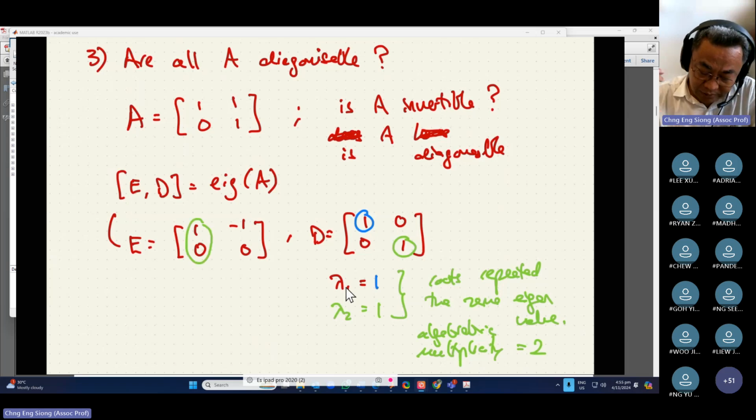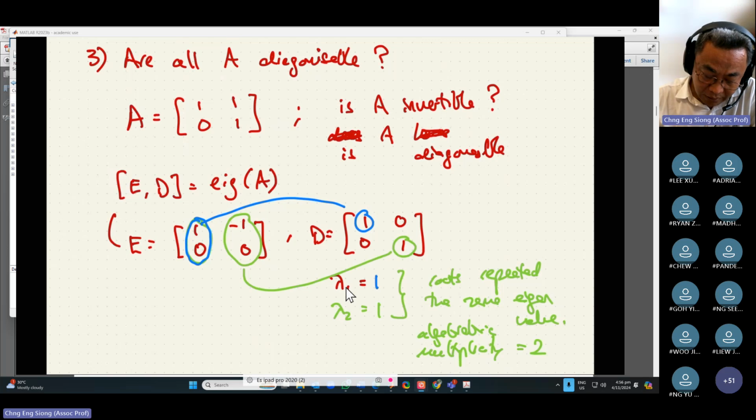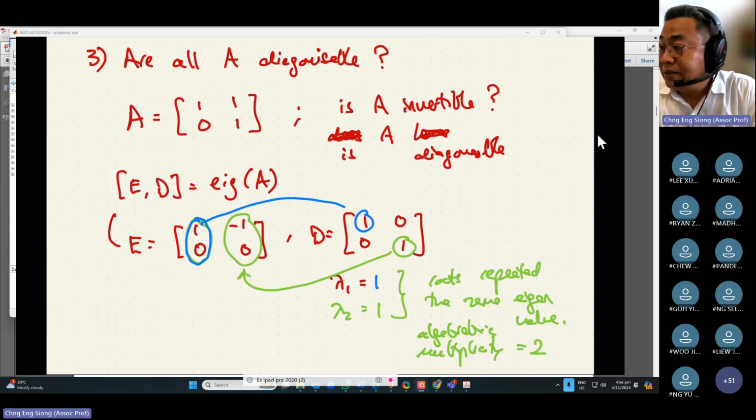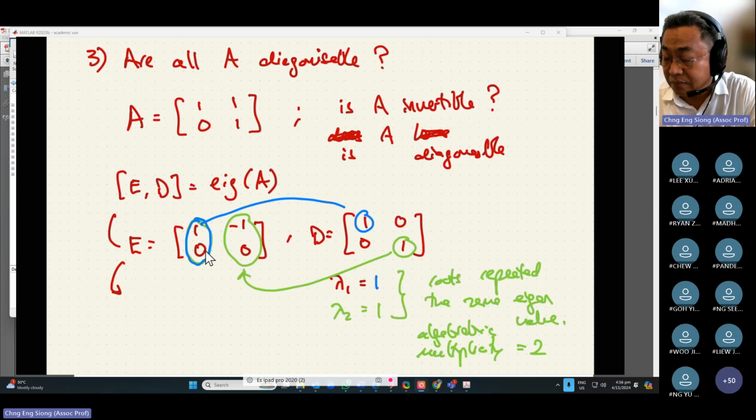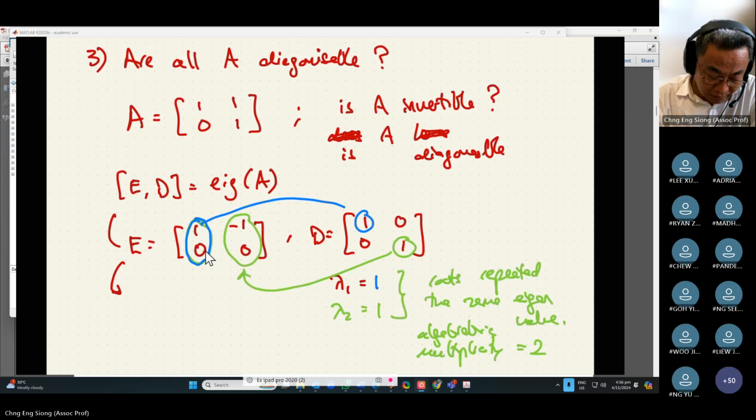He pops out this for the blue one. I should draw the correct color. And then for the green guy, he pops out this. Any problem, guys? Any problem with this E? Yes, what's the problem? E is not what? Invertible.